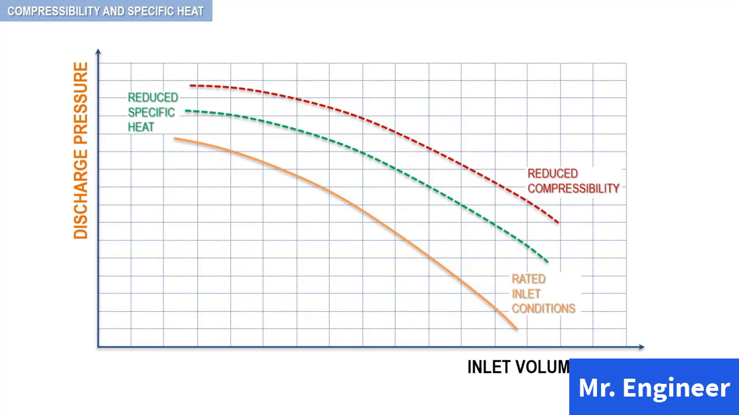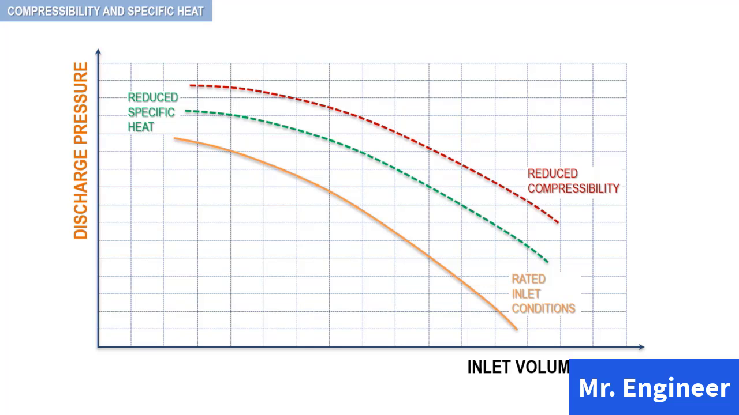The red curve indicates that a decrease in the inlet compressibility results in raising the compressor performance curve when inlet volume flow is plotted against discharge pressure. The green curve indicates that a decrease in the ratio of specific heats also results in raising the performance curve.